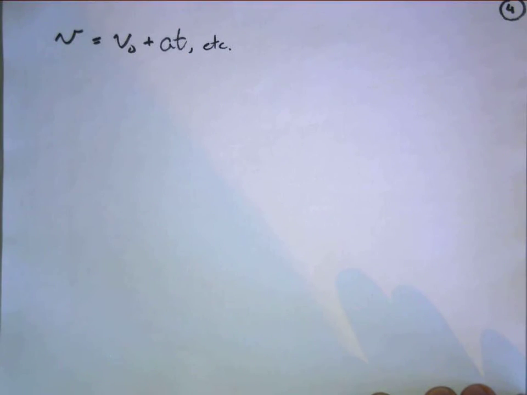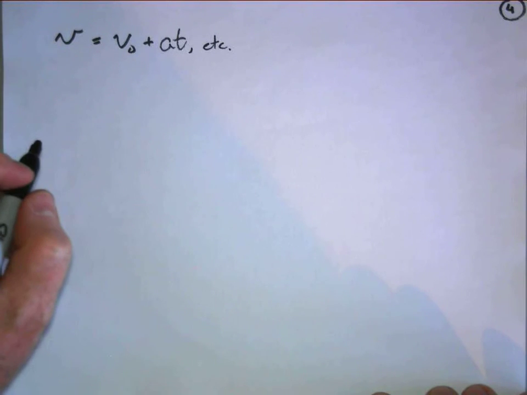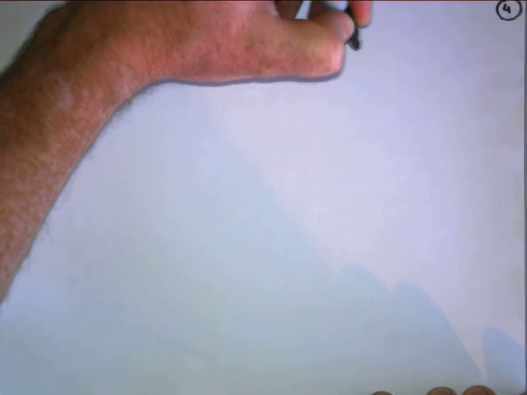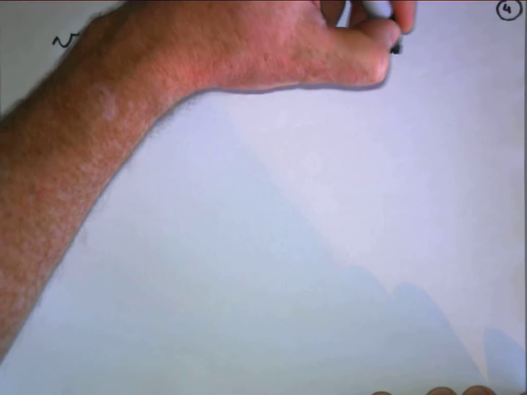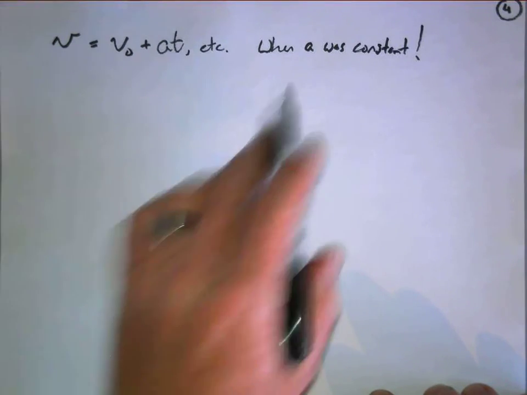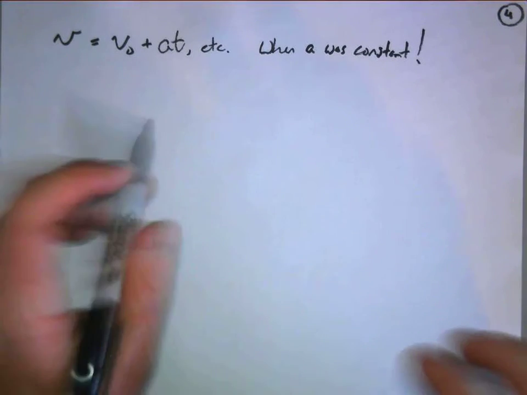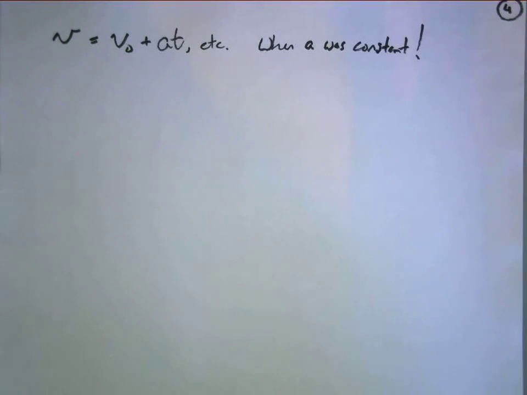All those equations of motion, the kinematics equations, worked only when acceleration was constant. If the rate of acceleration was varying, those equations were just not applicable. They just wouldn't work for you. We're going to see something just like that here, and we're going to develop a set of equations for rotational motion. But they must be used for situations where the angular acceleration is constant.